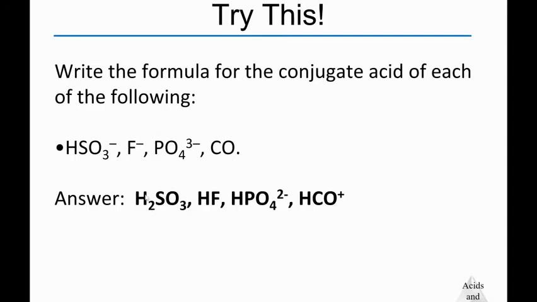the conjugate acid and its Bronsted-Lowry base pair is one proton. And every time you add a proton, you take away a negative charge. In the case of carbon monoxide, adding a proton actually gave it a positive charge.